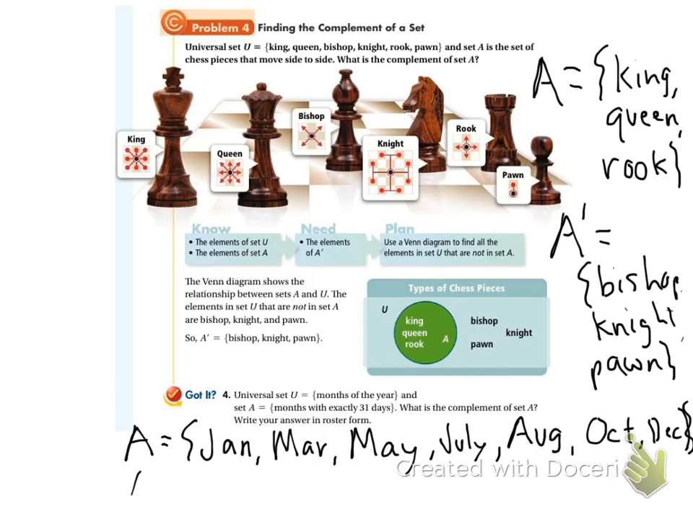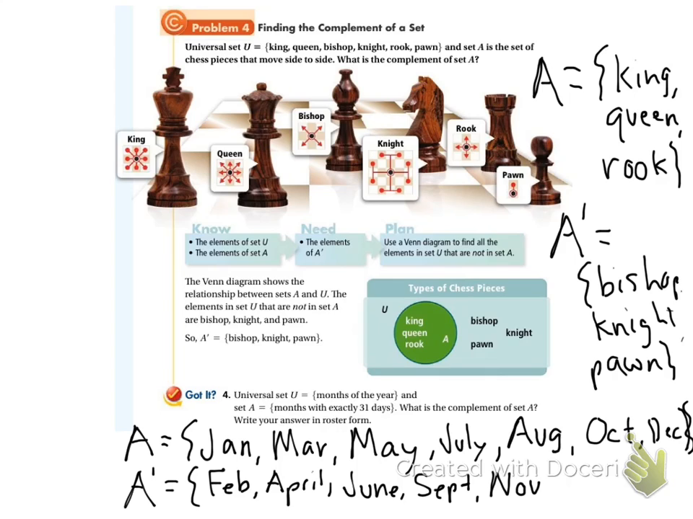So then my complement is every month that isn't in there. So January's in there, February wasn't, so February's in my complement. March, got that. April, don't have that one. May, got that one. Don't have June in there yet, so June's in my complement. July, August, oh, don't have September yet. September. October, got that already. Oh, November, I don't have that one yet. And then I've got December in my other one.